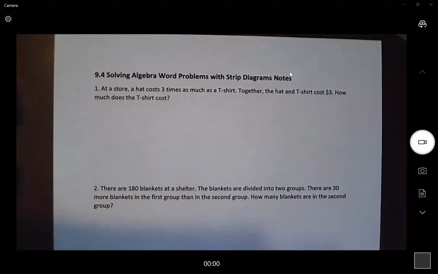All right, so we're going to talk about section 9.4, which is solving algebra word problems with strip diagrams. What's most important here is that this is a way to facilitate solving equations without having to use the variables. So it's a good introduction for students, and then you can add the variables with it. We're going to show it with the strip diagram, but then also show it algebraically just so you can compare and see the difference.